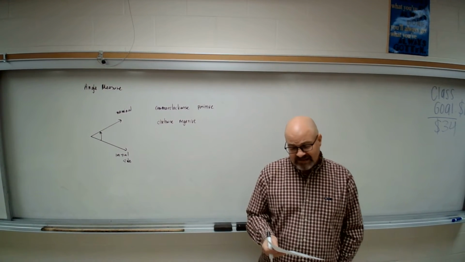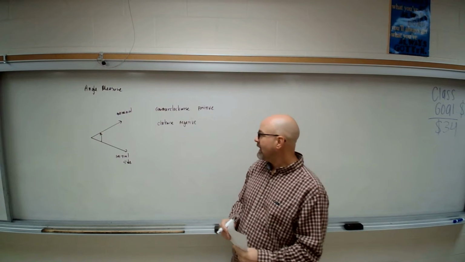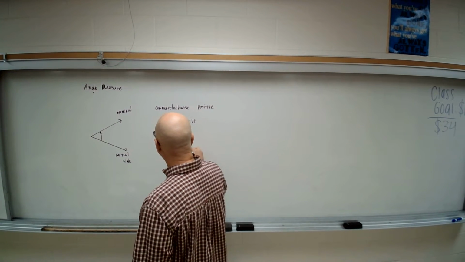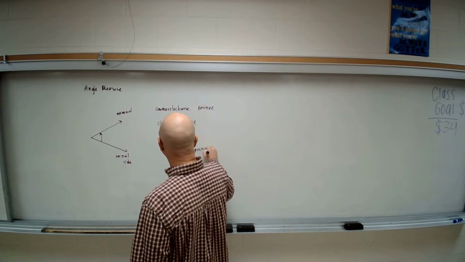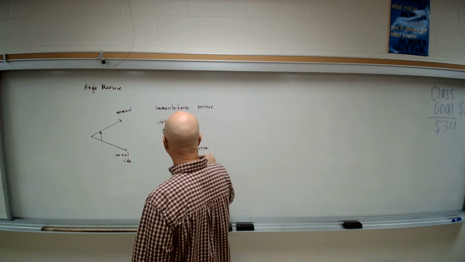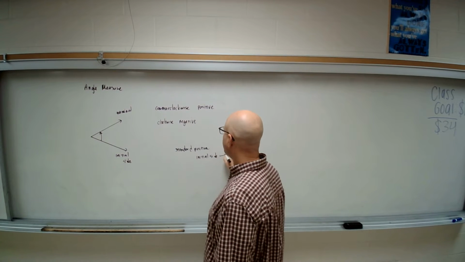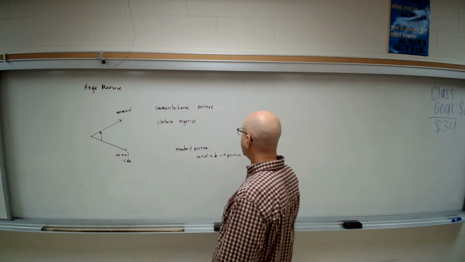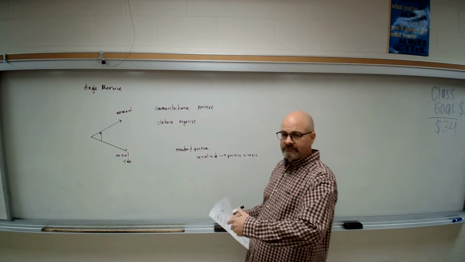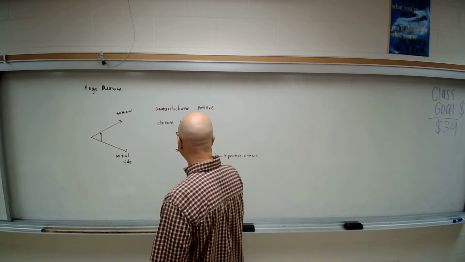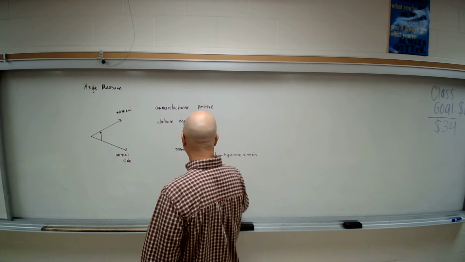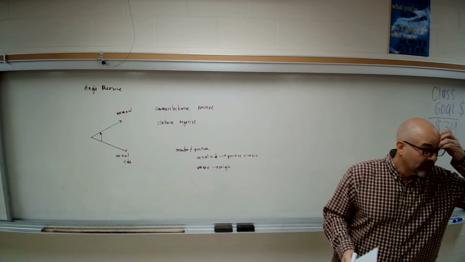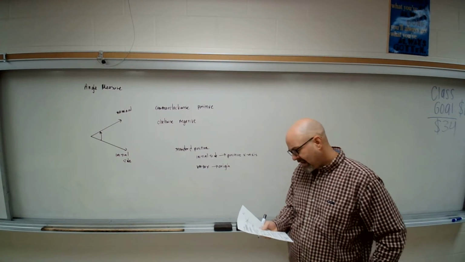We also talk about standard position. We've talked about that a lot. If an angle is in standard position, we know that the initial side is on the positive x-axis, and then we know that the vertex is at the origin. Right, so we've done those a bunch. That's all that we did with our unit circles.